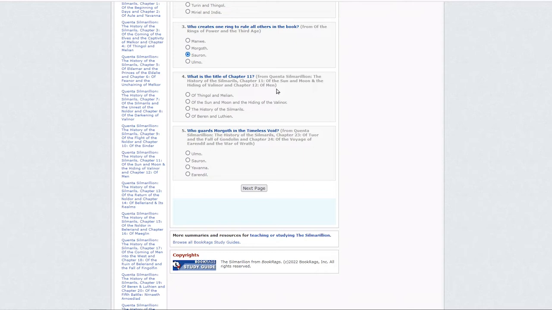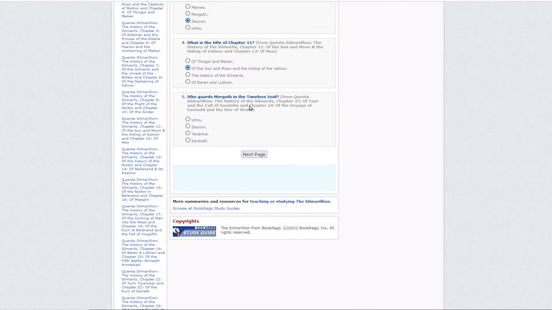And what's the point of asking what's the title of Chapter 11 if you're putting the answer in this small context or a small explanation? Of Thingol and Melian, of the Sun and Moon and the Hiding of Valinor. It has to be that one. Well, okay. Number five. Who guards Morgoth in the Timeless Void?